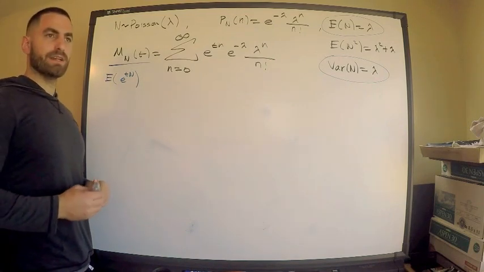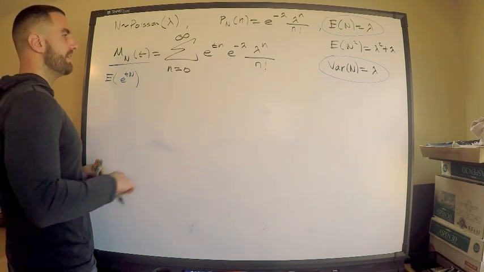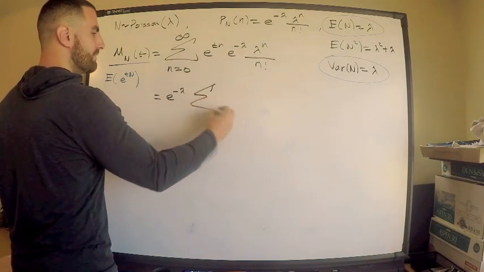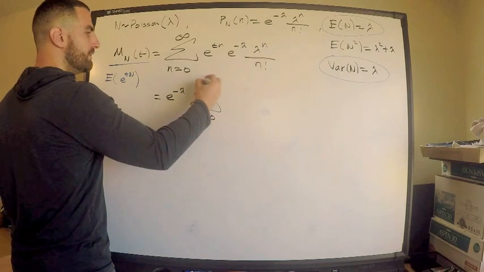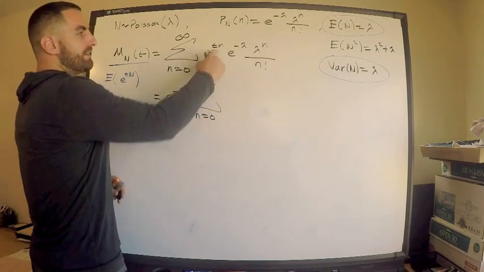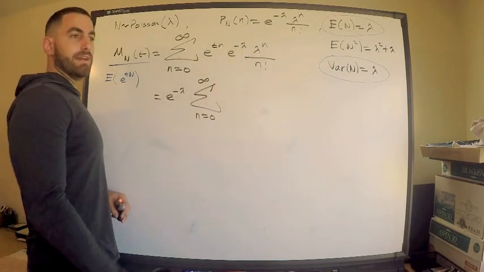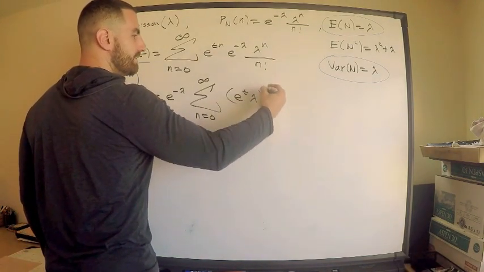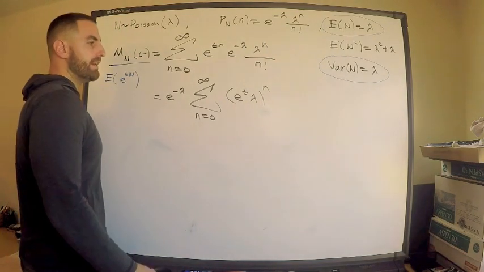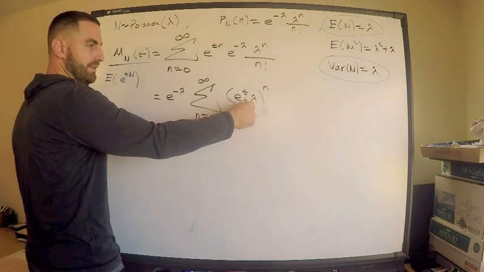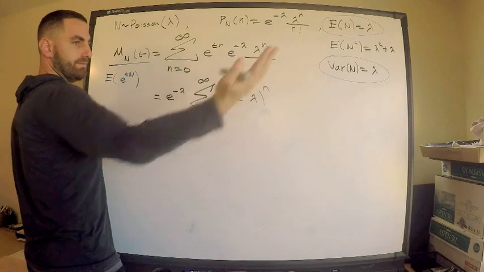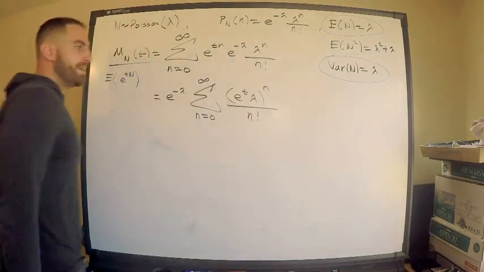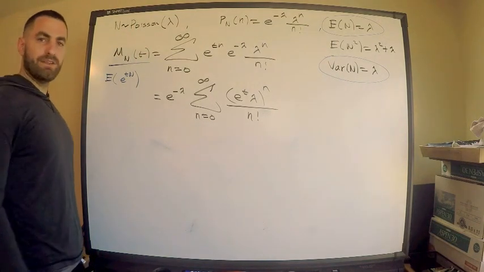Just recognize something here, that we have the following. This is equal to e to the negative lambda times the sum from n equals 0 to infinity. These have the same power, kind of. This is definitely true: e to the t lambda to the n. Is that true? Yes, that's true. Do you even know how to do algebra? Distribute the n in here. Just an algebra property, over n factorial. So, why would I do this?